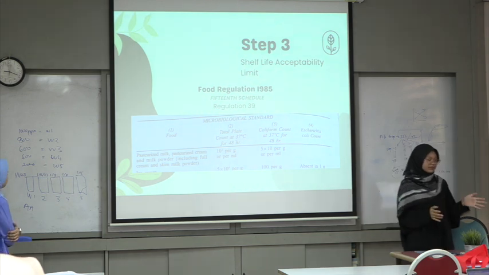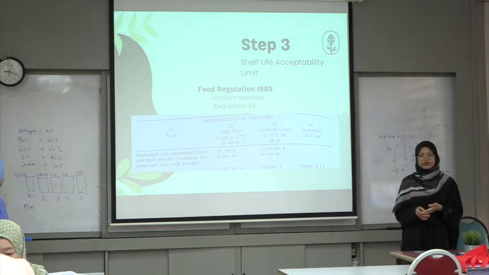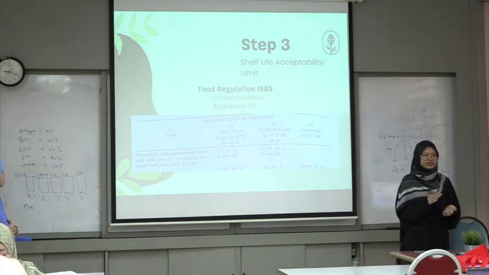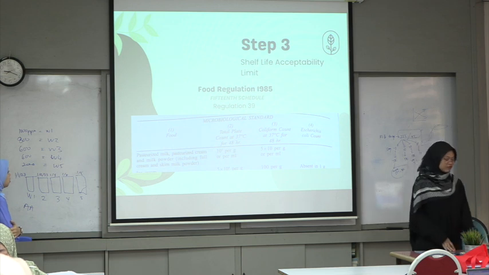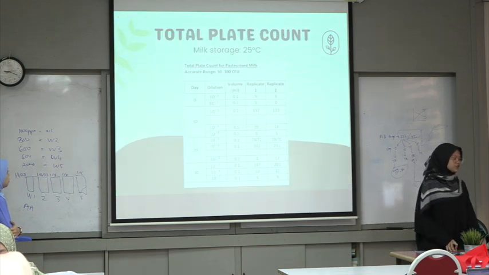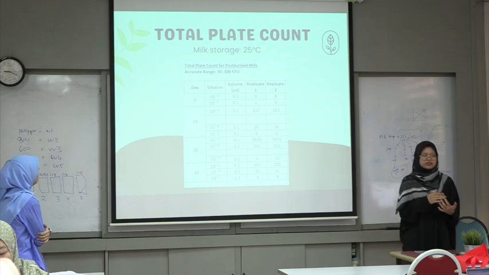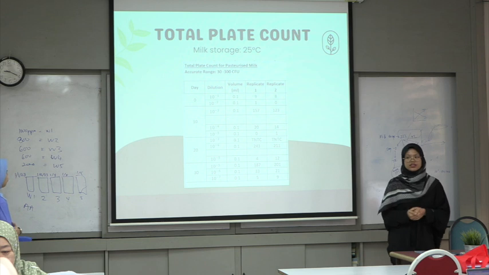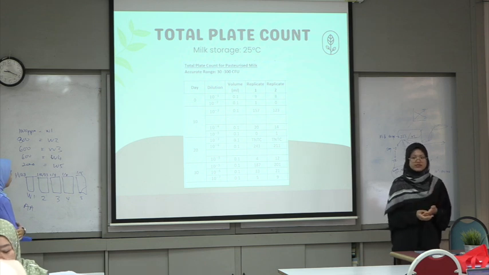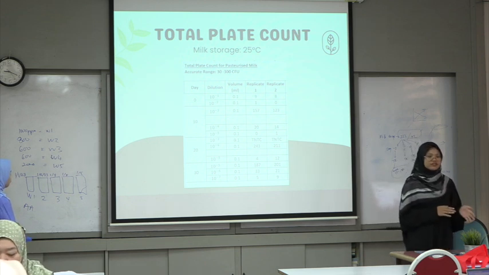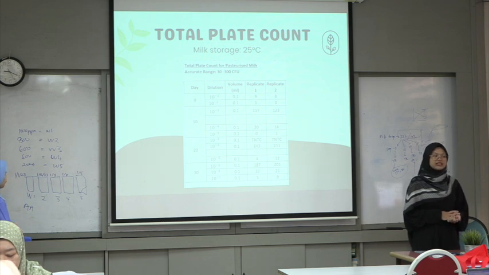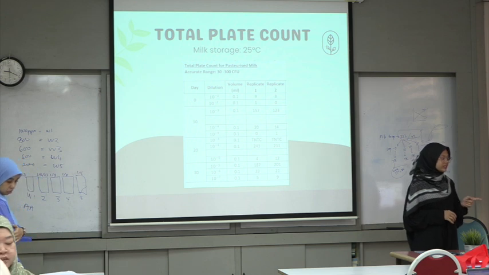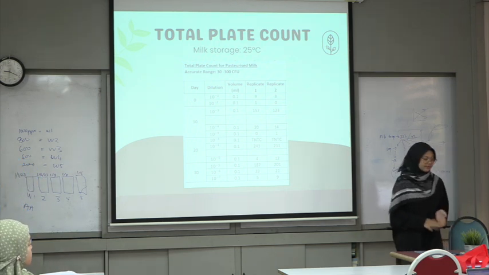In the table, it states that the total plate count for pasteurized milk shall not exceed 10 to the power of 5 CFU per mL or per gram. Now is the step where we measure the main critical indicator, which is the total plate count. A few samples of the pasteurized milk were stored at 25 degrees Celsius, and the total plate count was taken for day 0, day 10, day 20, and also day 30.